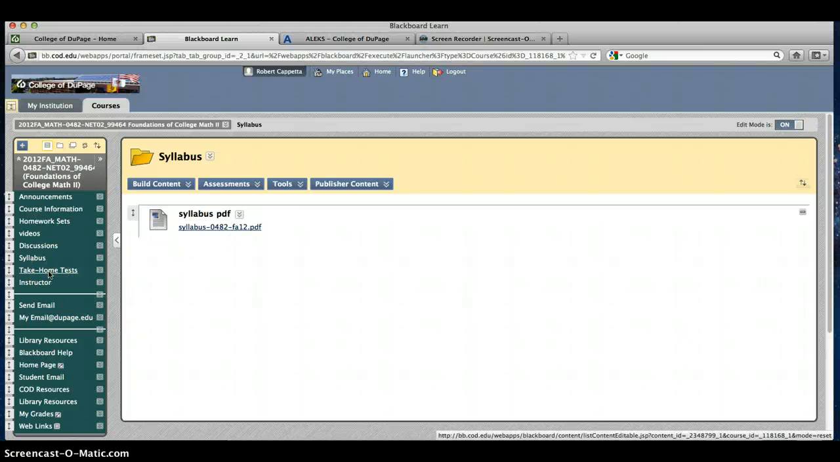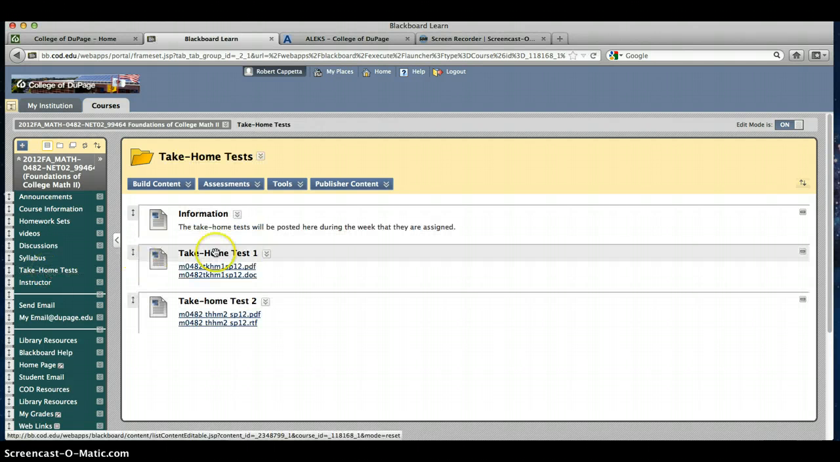Take-home tests, I will post them here. So I have the take-home tests from last semester there, take-home 1, spring 12, take-home 2, spring 12. I will likely change those. So when we get closer to the time that those things are due, I will post those in that location.